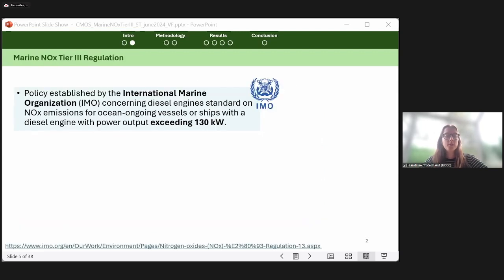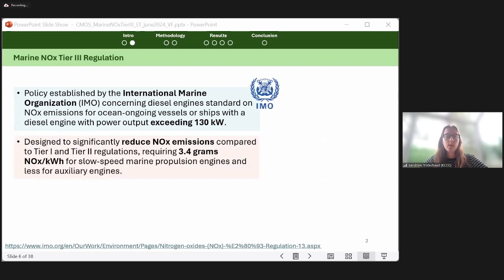Then just a quick introduction on the Marine NOx Tier III regulation. It's a policy that has been established by the International Maritime Organization concerning diesel engines, with standards on NOx emission for ships exceeding 130 kilowatts. Compared to the two other tiers, Tier 1 and Tier 2 regulations, it is designed to reduce NOx emissions, requiring 3.4 grams of NOx per kilowatt hour for slow speed marine propulsion engines, and also less for auxiliary engines.